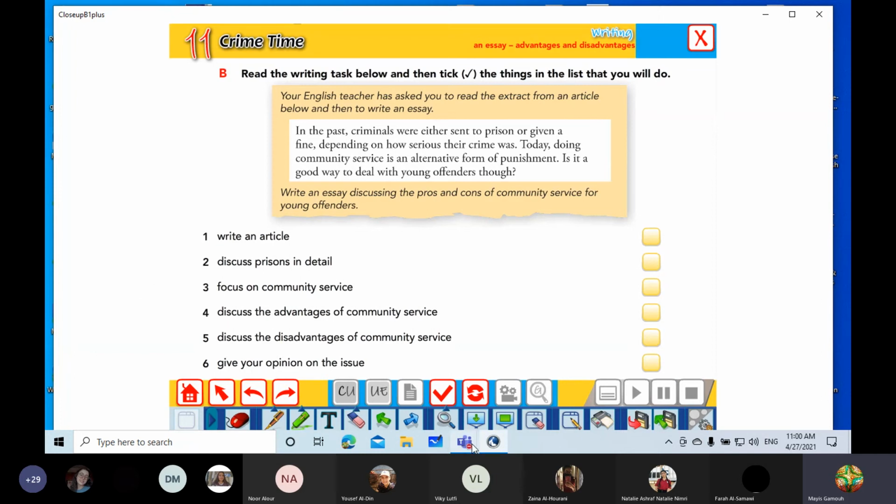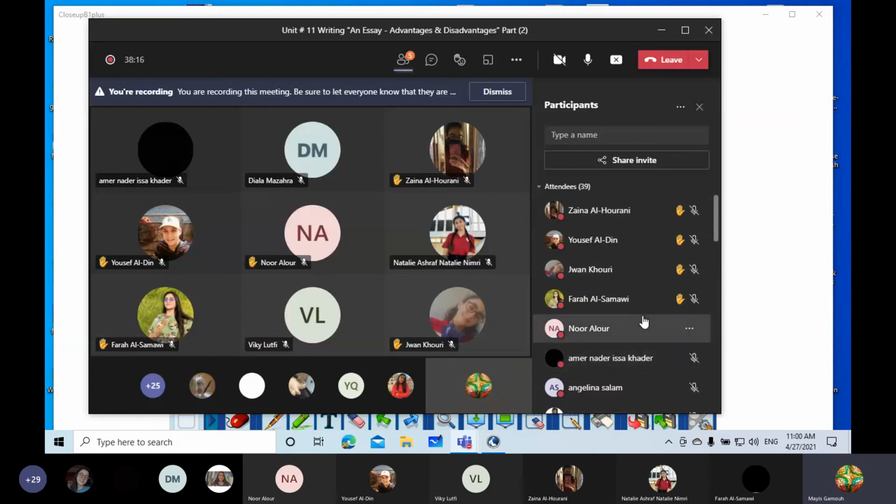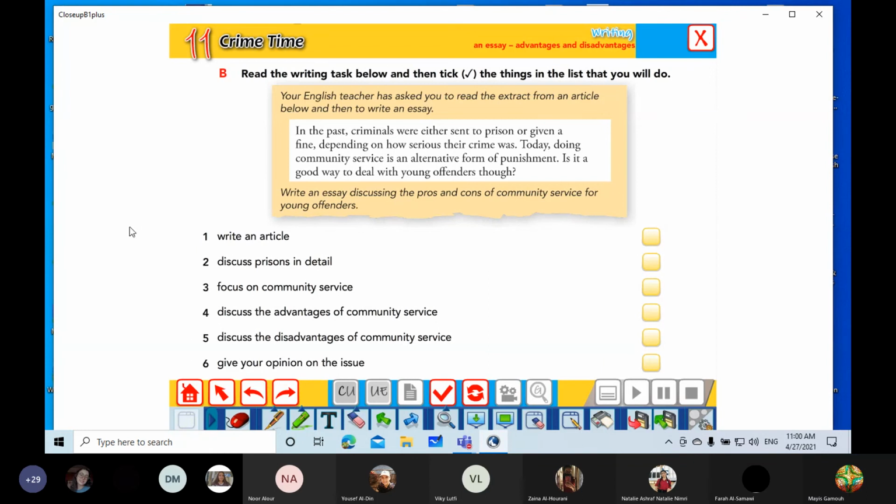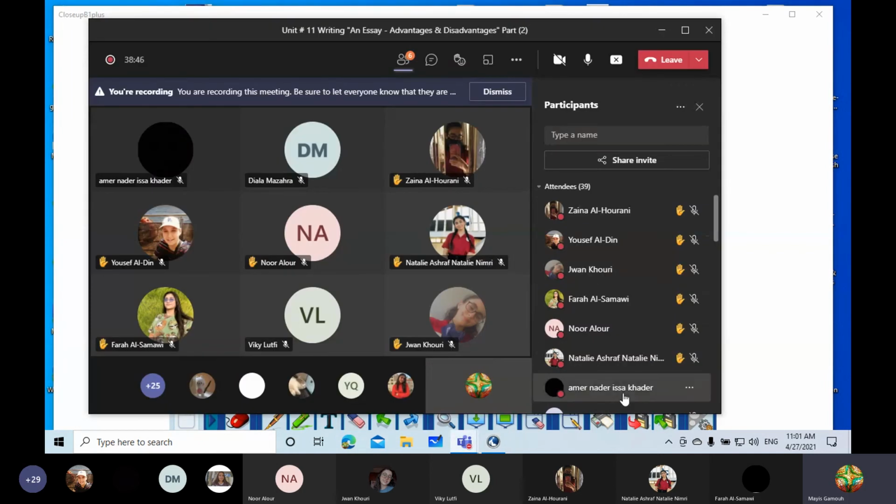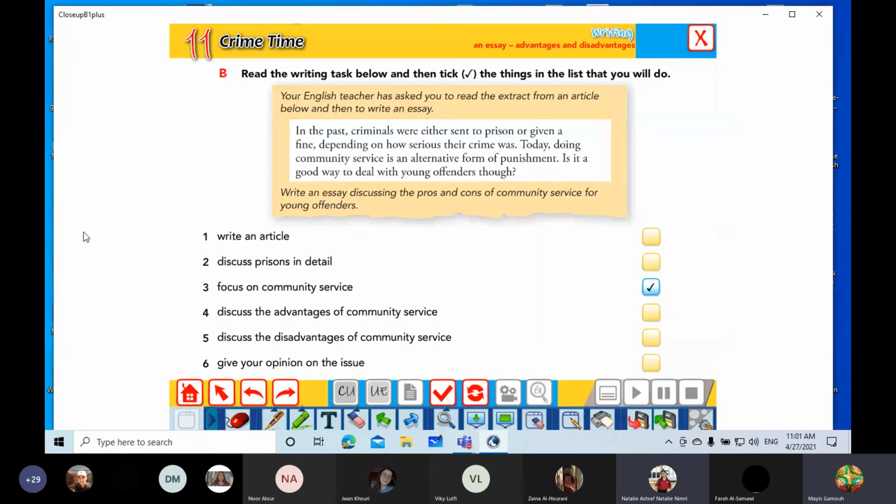Let's see what we are talking about in sentence number three, and I'll have Juan. Focus on community service. Yes. Yes, thank you, dear, because here they said that today doing community service is an alternative form, and they are asking the question and they want us to discuss the pros and cons regarding community service. Thank you, dear. Let's go to number four in here, and I'll have Natalie one more time. Discuss the advantages of community service. Yes. Thank you, Zaina. Next. Discuss the disadvantages of community service. Tick it. Thank you, dear.